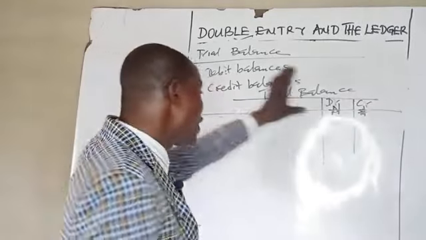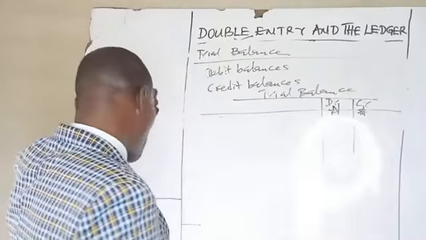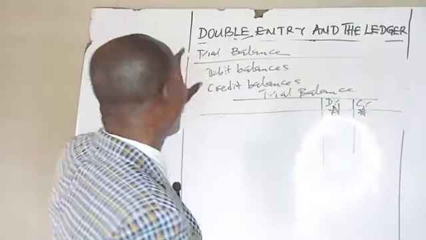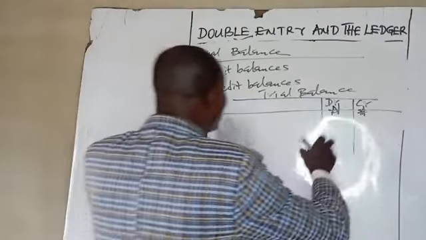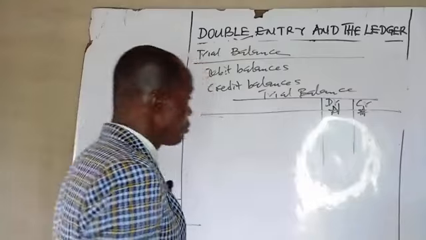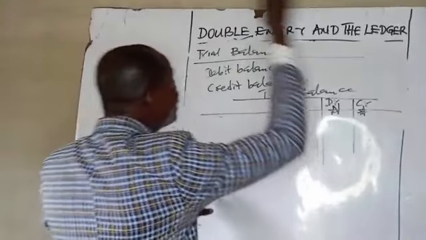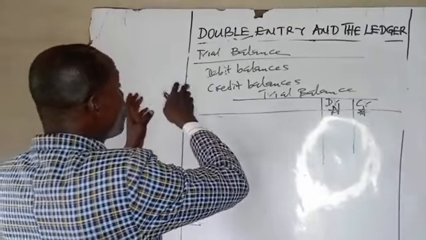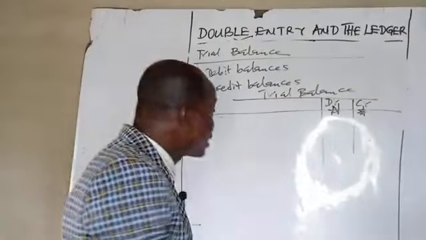The essence of that is to prove the arithmetic accuracies of the ledger. That means the purpose of extracting the trial balance is to prove the arithmetic accuracies of the ledger. So trial balance only shows that you have complied with the double entry principles in recording. That is, you've recorded your transaction at both the debit and credit. Because if you have debited your transactions where those ones that are supposed to be debited, you debit them. Those that are supposed to be credited, you credit them.